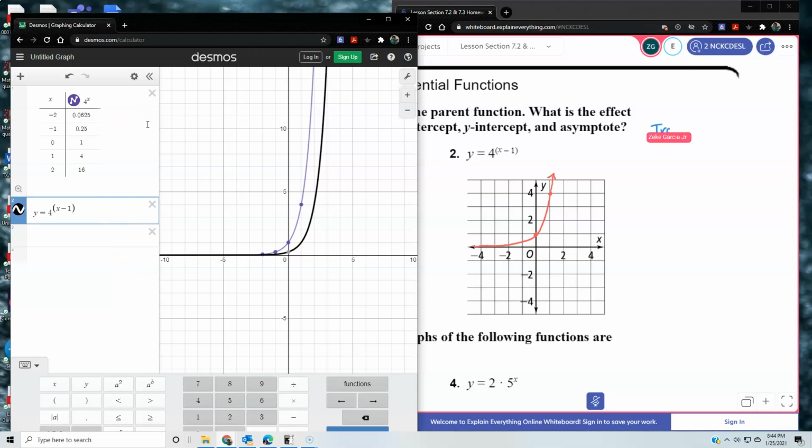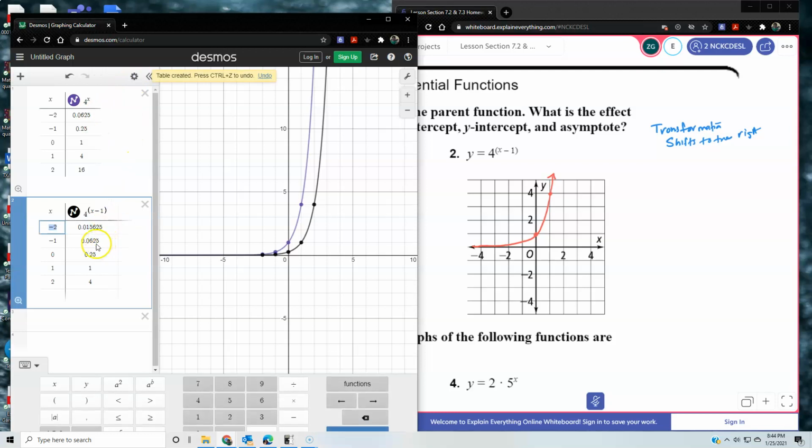The transformation shifts to the, in this case it's right. So I'm going to use blue to describe the new function, and I'm going to use a table. Of course, I'm going to use (0, 1/4), (1, 1), and then (2, 4). And you notice that it does shift to the right.